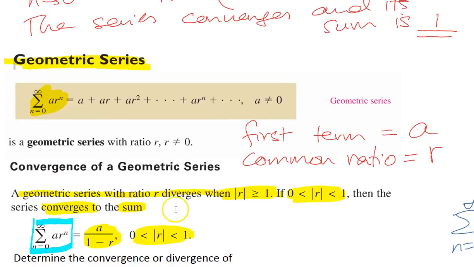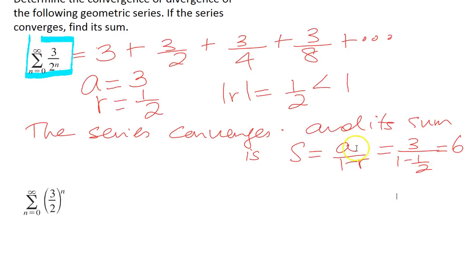A geometric series with common ratio r diverges if the absolute value of r is bigger than or equal to 1. If the absolute value of r is less than 1, then the series converges and the sum is a over 1 minus r. First term over 1 minus common ratio. Okay. Guys, you don't even have to list the terms.